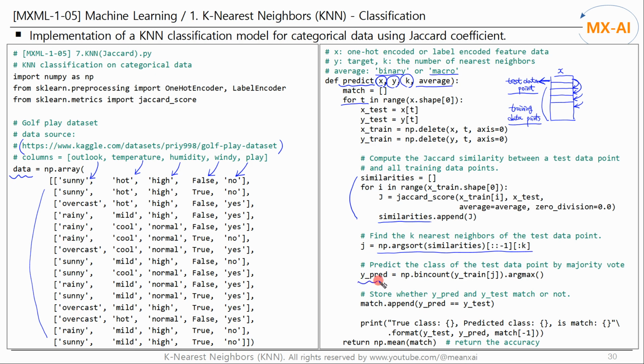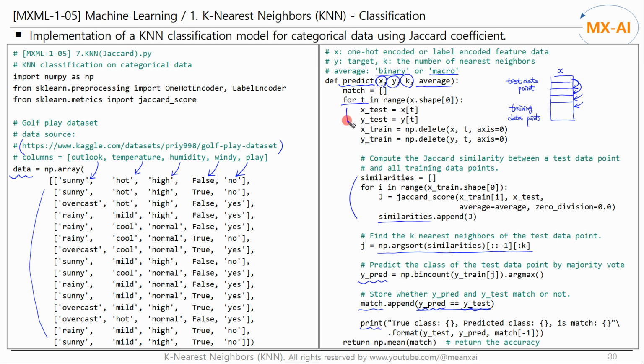We predict the class of the test data point by majority vote, and we store whether ypred and ytest match or not in the match list. If they match, true is stored, otherwise false is stored. The ypred is the predicted class, and the ytest is the actual class. Print the prediction results to the screen.